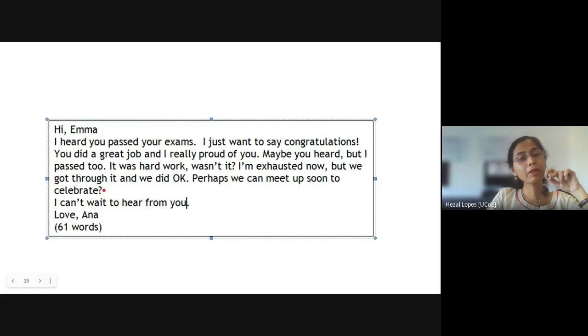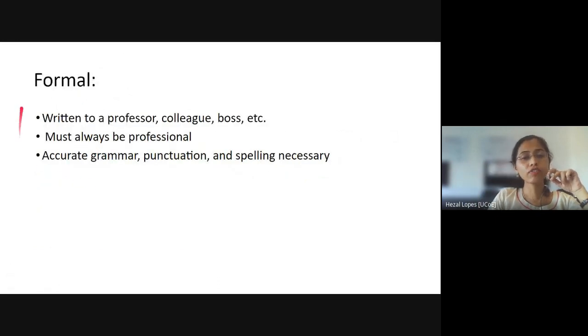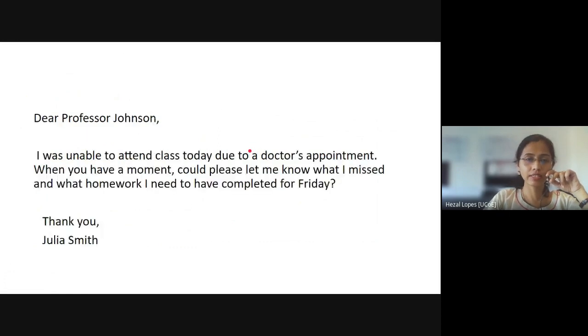So informal mail, normally you write to your friend, your colleague, or your family members. But formal mail is written to professors, your office colleagues, your boss, etc. So formal mail is always professional mail. It must always be professional. Accurate grammar, punctuation, and spelling are very much necessary.